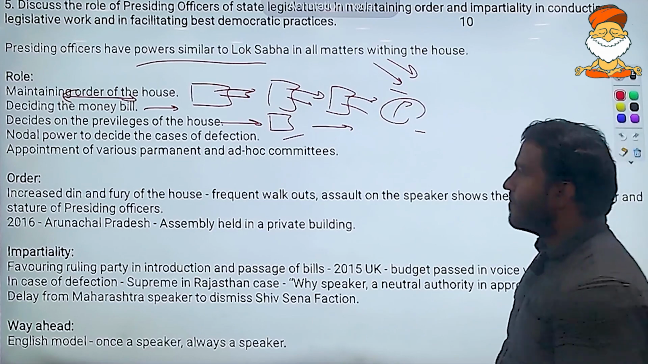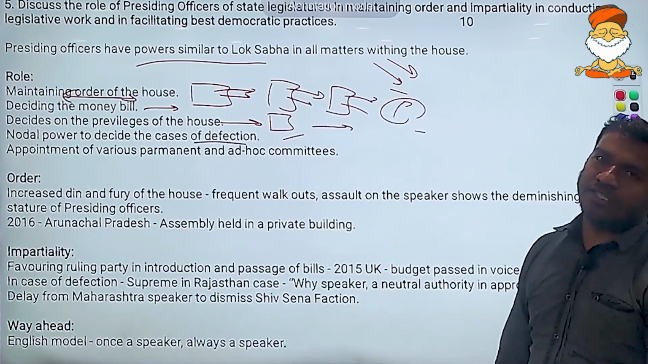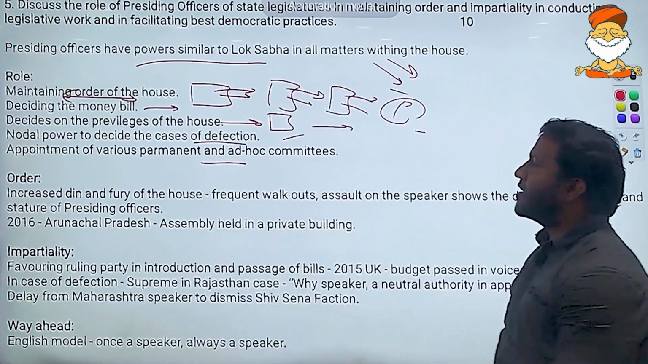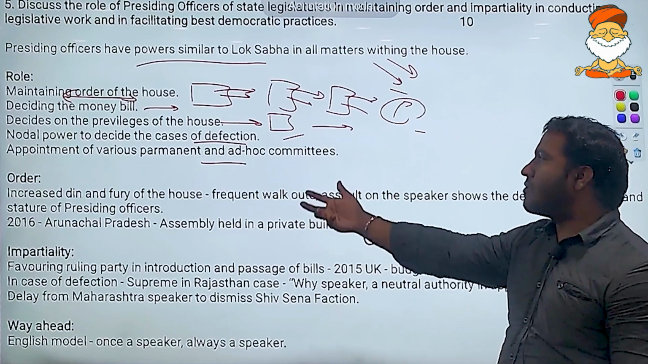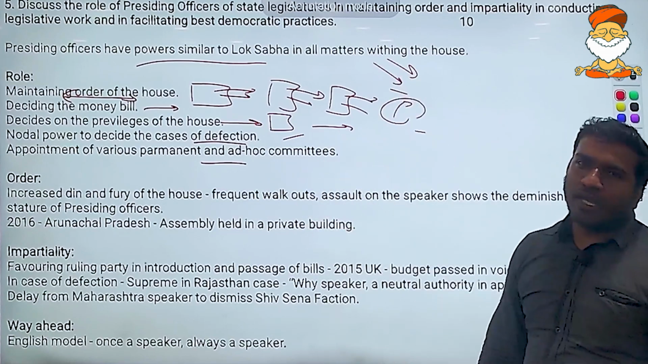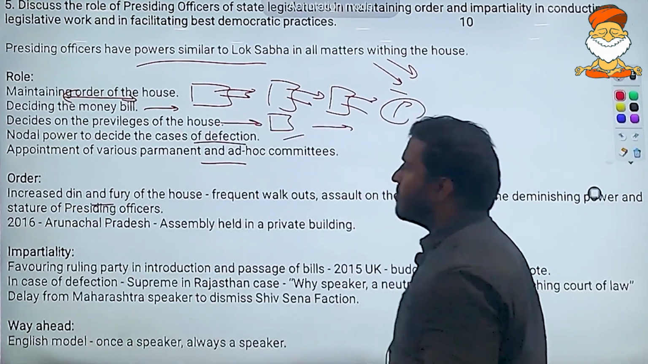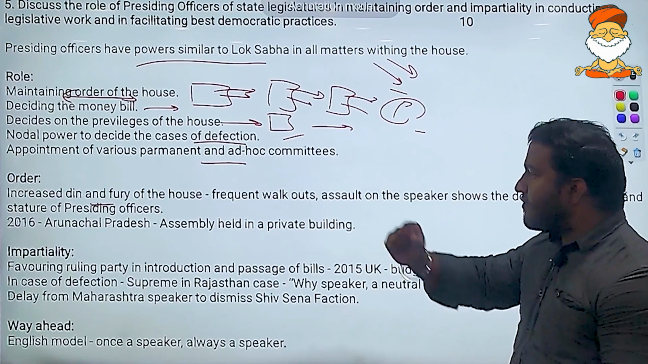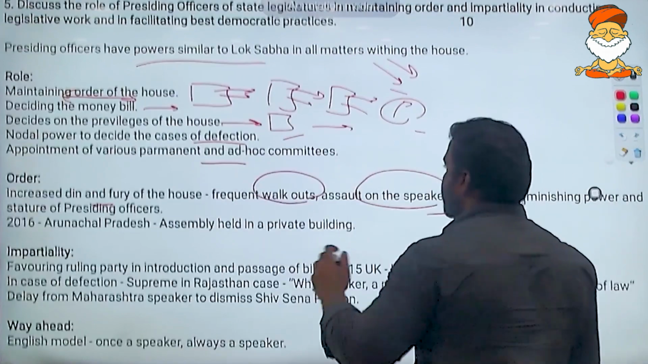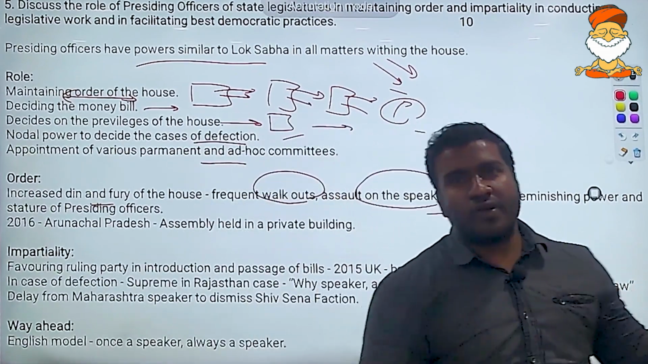Likewise, then the nodal power in cases of defection: yes, in any defection, he has the power. And appointment of various committees, ad hoc or maybe permanent committees, just like we have parliamentary committees, there also there can be committees. Then first, how he should maintain the order. The increased din and fury of the house, that is frequent walkouts or assault on the speaker itself many times, shows the diminishing stature and power of the presiding officer.